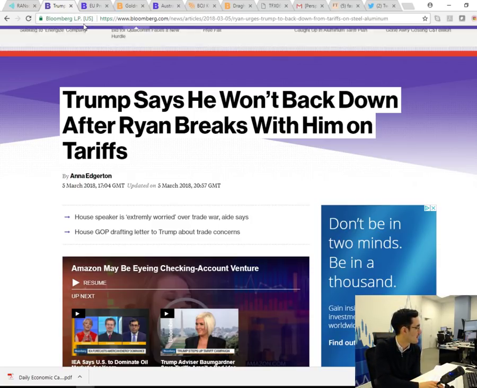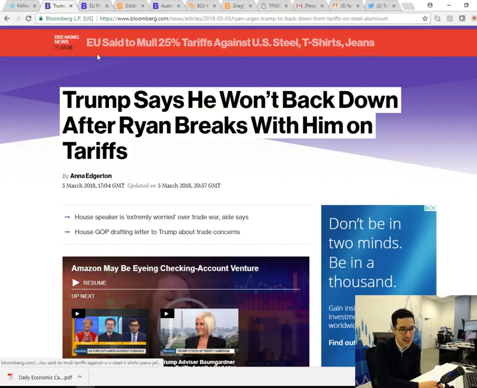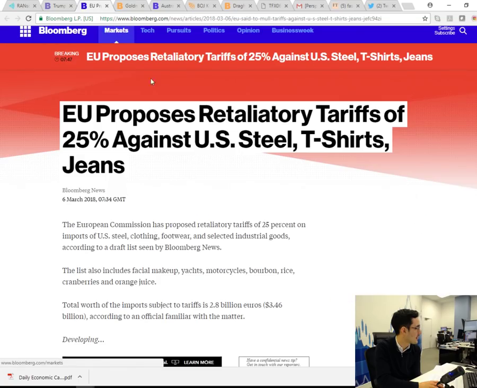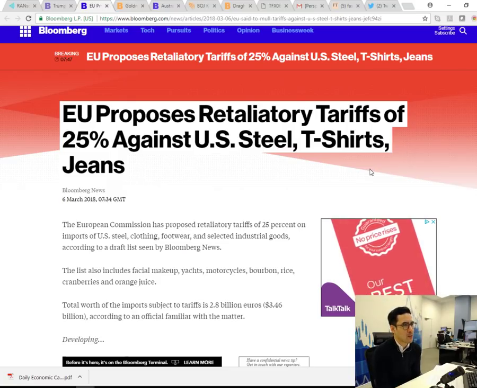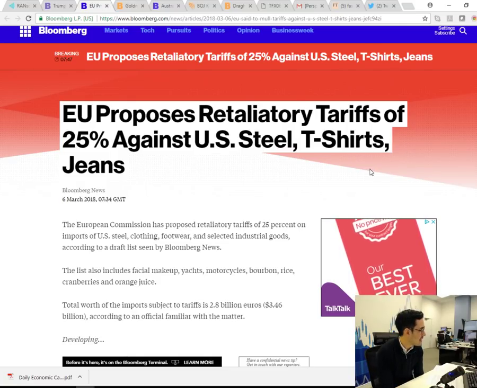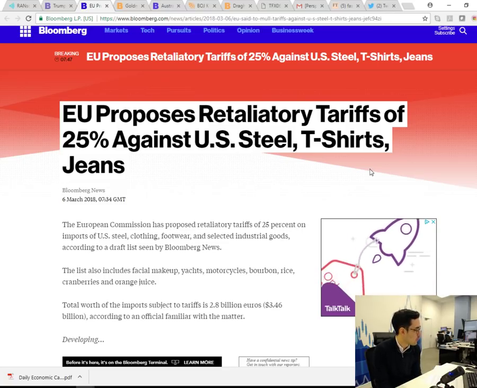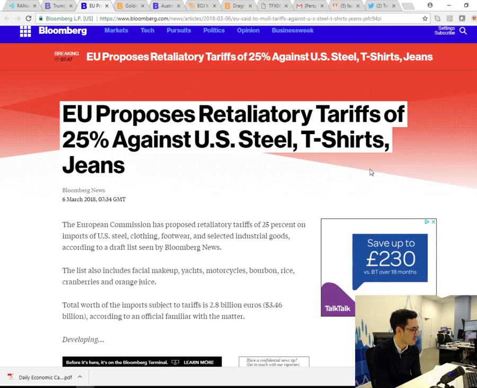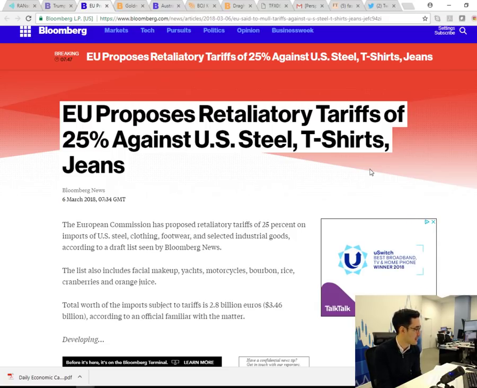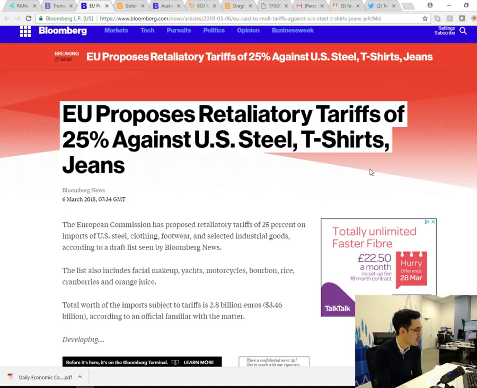And of course, you can see it flashed here as a headline on the Bloomberg website this morning. This is now something which was run by sources over the weekend and mentioned by EU's Juncker, but apparently there is now a draft paper where the European Commission has proposed retaliatory tariffs of 25% on the imports of US steel, clothing and footwear and selected industrial goods. So all different types of things that they're looking at. Total worth of imports subject to tariffs, 2.8 billion euros, according to an official familiar with the matter.